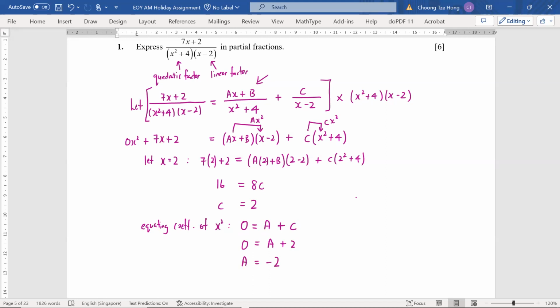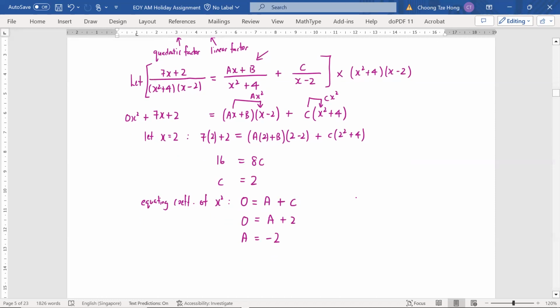Right? So you just need to find b now. So for b, we will equate coefficient of x to the power 0. Maybe it will be easier. So let's do that. So equating coefficient of x power 0. x power 0 is also the constant term. So equating the constant term.